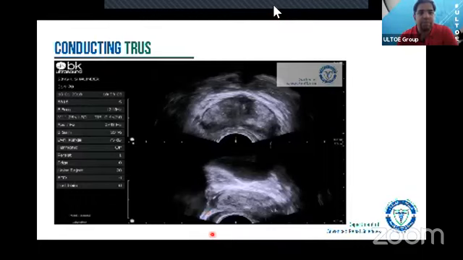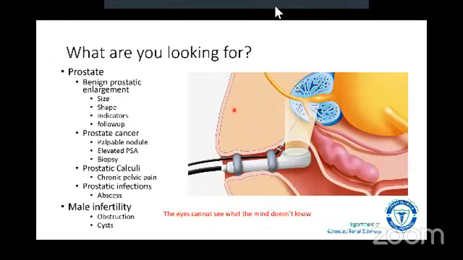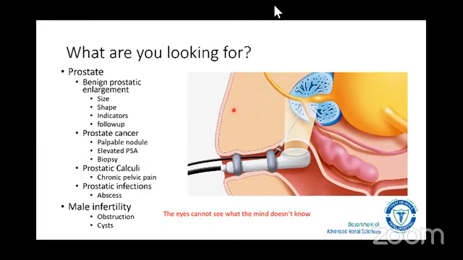Sorry to interrupt, sir. One of the important things we need to know is what you are looking for, because the eyes cannot see what the mind does not know. You need to understand that transrectal ultrasound is not an MRI. Don't try to get a CT scan's information from a transrectal ultrasound. It will give you relative information, but not very precise and important information.